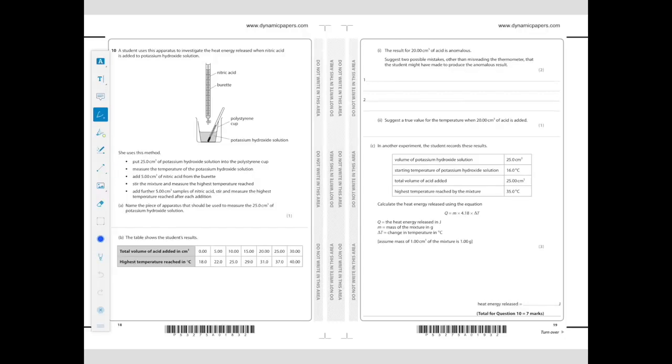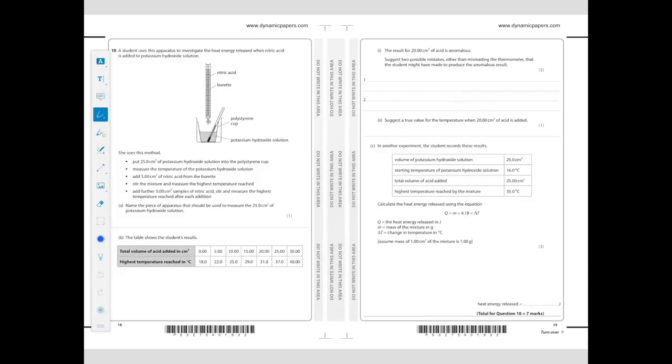Name the piece of apparatus that should be used to measure the 25 centimeters cubed of potassium hydroxide solution. So you need a fairly precise piece of apparatus here, which is why you should state either a pipette or a burette. Measuring cylinder would not be precise enough. The table shows the student's results. So here she's got the different volumes of acid and the highest temperature reached, and we can see the highest temperature was reached when the largest volume, 30 centimeters cubed of acid, was added.